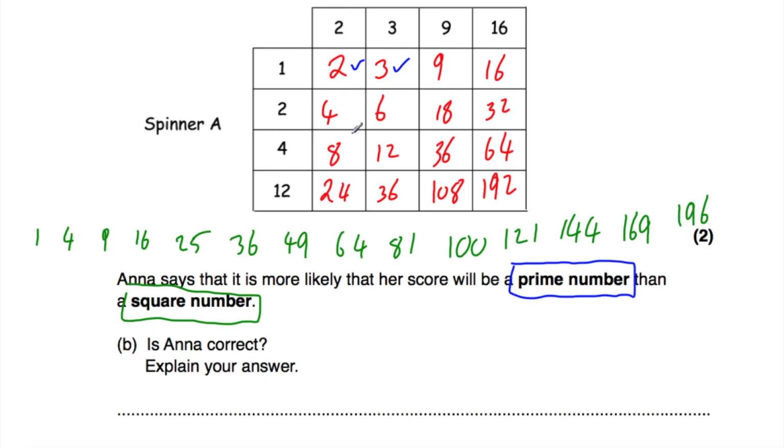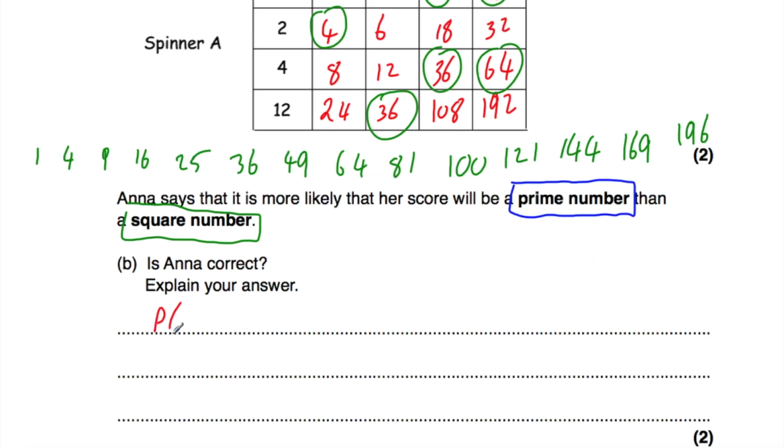So let's circle any of the square numbers. So 4 square, 9 square, 16 square, and then 36 is square, 64 is square, 36 is square. And that's it. There are all the square numbers. There's 1, 2, 3, 4, 5, 6 square numbers in that grid. So we've been asked, is Anna correct? Anna says it's more likely she's going to get a prime number than a square number. So you could just explain there's only 2 prime numbers and 6 square numbers. So it's more likely she's going to get a square number than a prime number.